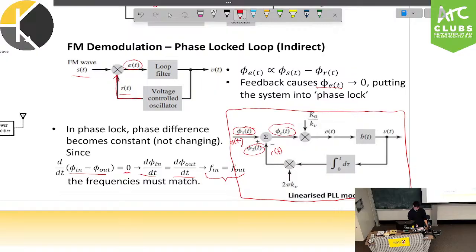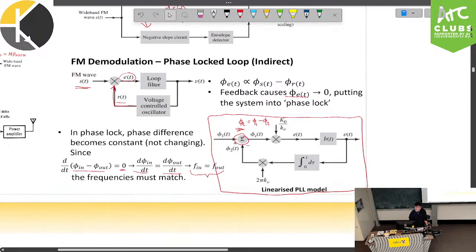Oh wait, you're right. Because this sum is directly saying that you are taking the difference of these phases, right? So this is directly saying that phi e is equal to phi 1 subtracted by phi 2. And then the rest of this diagram would be dealing with this phi e term, which is directly in terms of phases, rather than over here when you're dealing in terms of the actual modulated wave itself.